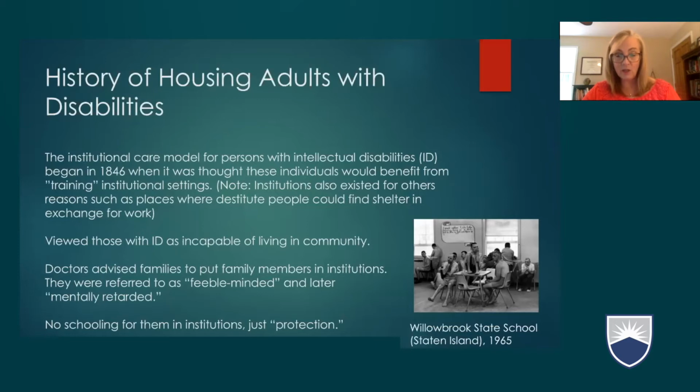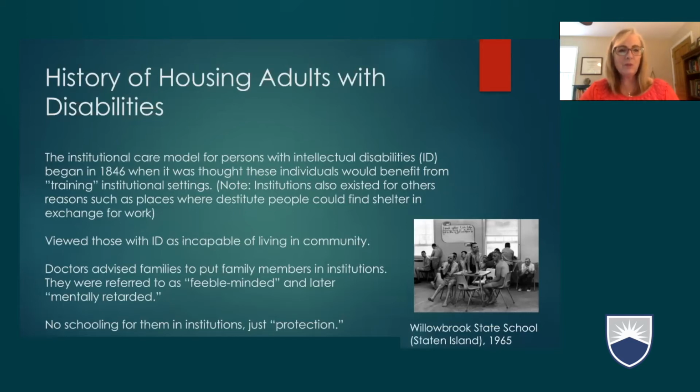So the idea was, we're going to take these people and put them in institutions so that they are not integrated with society into their community. Doctors advised families to put their family members with ID into institutions. And at this time they were referred to as feeble-minded individuals and even later mentally retarded, which is not a term that we use anymore. That term has been switched to intellectually disabled.